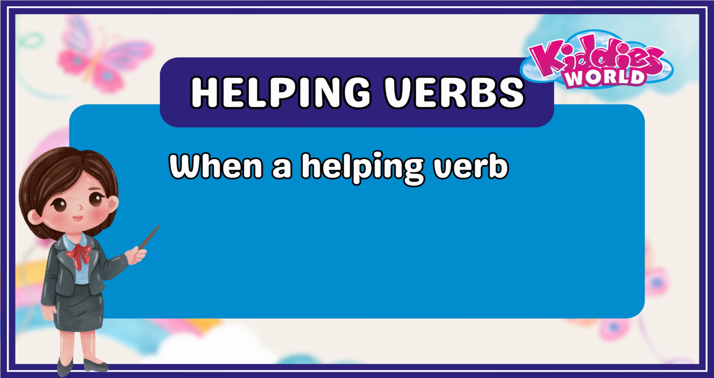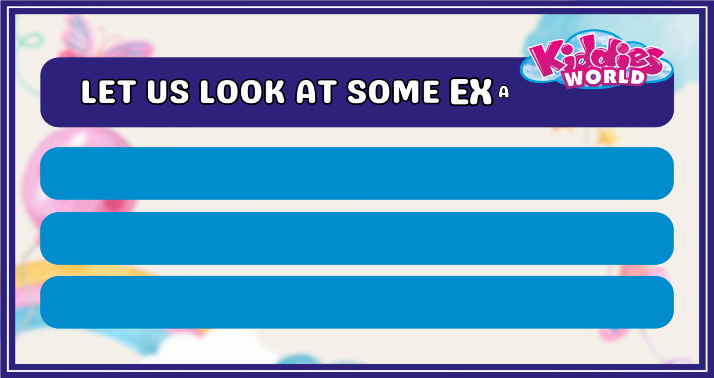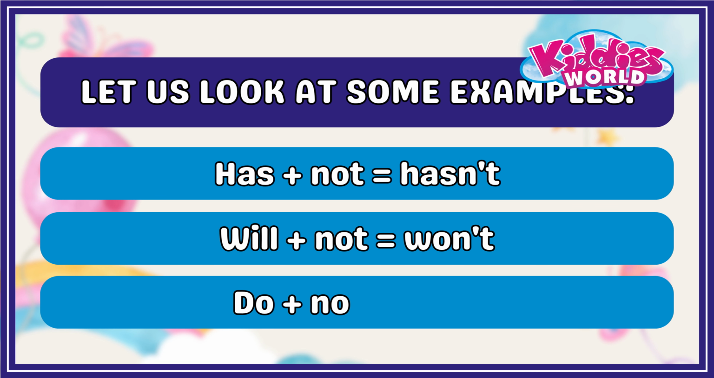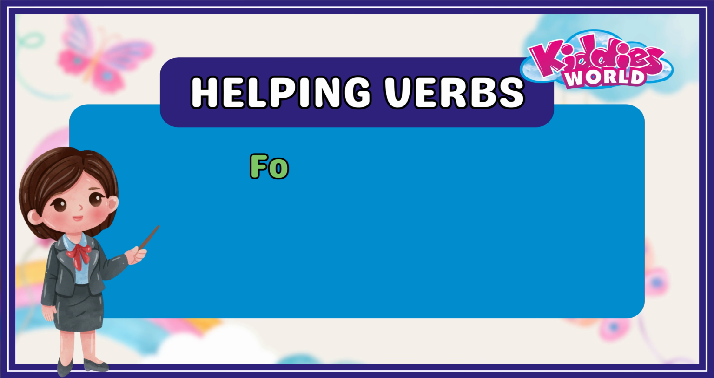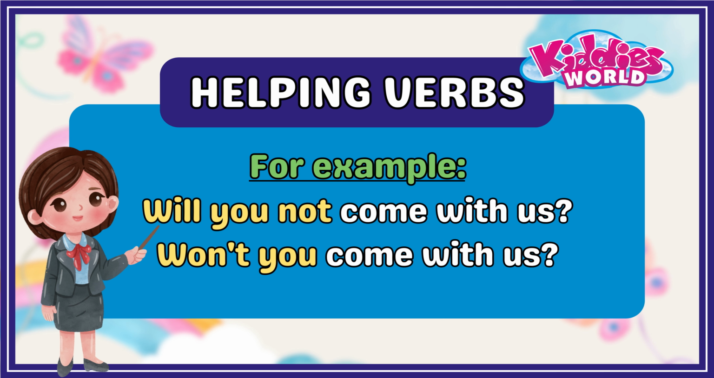When a helping verb is followed by not, the two words can be shortened. Let us look at some examples. Has plus not equals hasn't. Will plus not equals won't. Do plus not equals don't. Did plus not equals didn't. Can plus not equals can't. For example, will you not come with us? Won't you come with us?